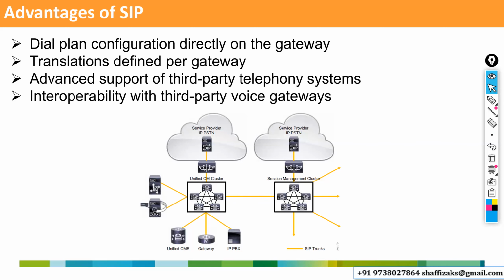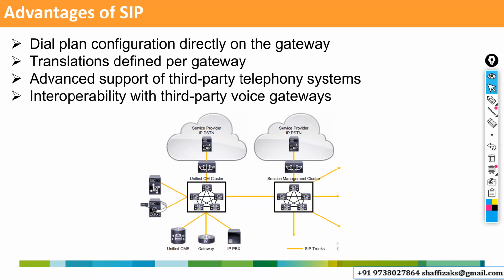Now you have an IP phone. IP phone wants to communicate to the call manager, SIP protocol we can use. Call manager to the gateway, SIP protocol we can use. Gateway to the provider, SIP protocol we can use. Two different CUCM clusters, SIP protocol we can use. Two different vendors, one end Cisco we have, another end Avaya we have. Still we can use the SIP protocol.